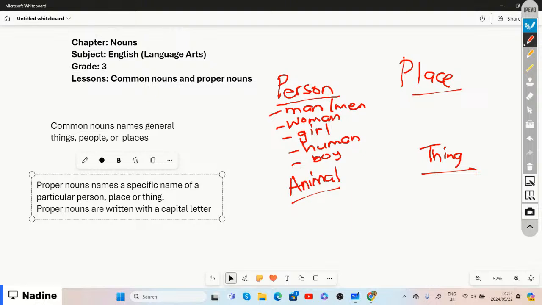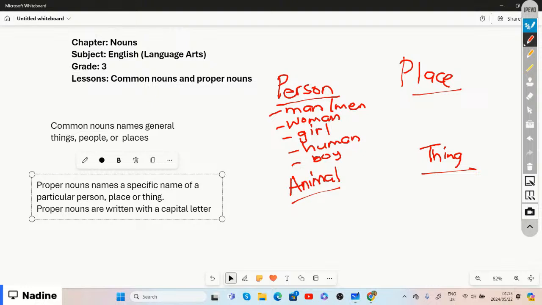So far, those are going to be our, let's say, nouns that we are going to be identifying, and that is under person, right? Because remember, we said that a noun specifies names of people, places, or things, right? Even animals.